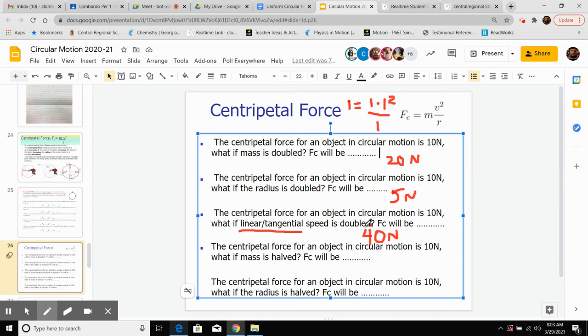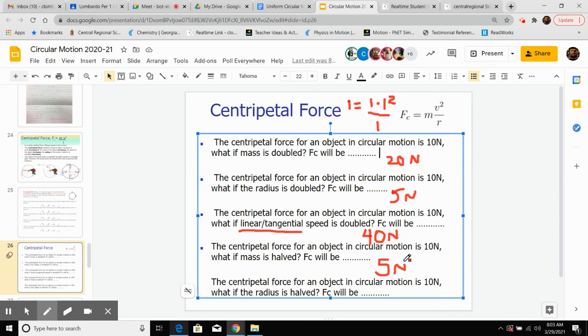So what if the centripetal force is 10 and the mass is cut in half? Since it's on top, whatever happens to the mass is going to happen to the force. They're directly proportional. So you can know that, or you can change this to 1/2. So 1/2 times 1 is still 1/2. Divided by 1 is still 1/2. So what is 1/2 of 10?